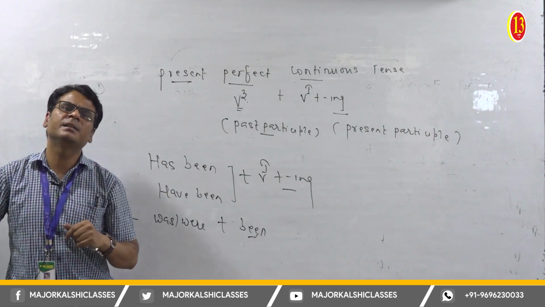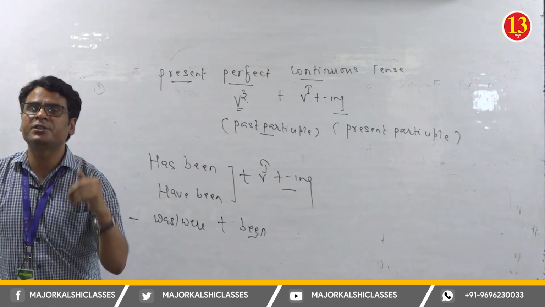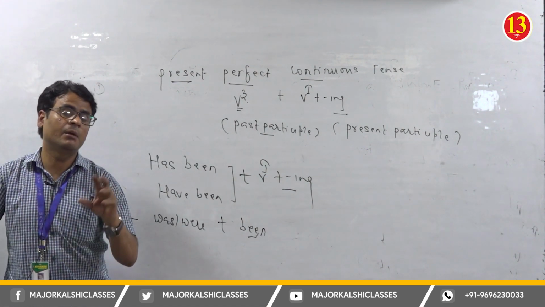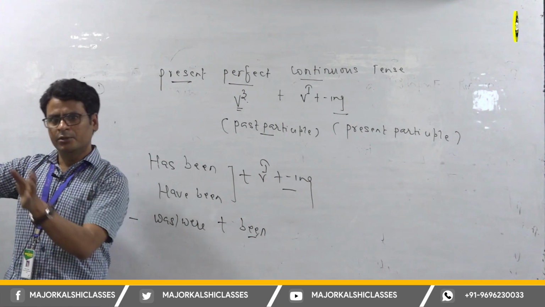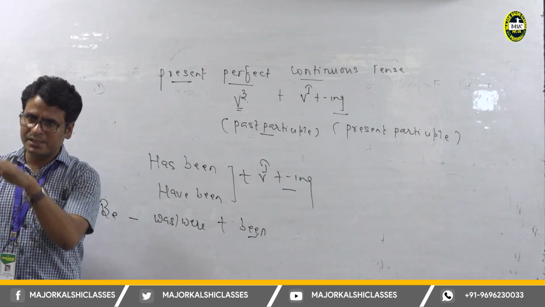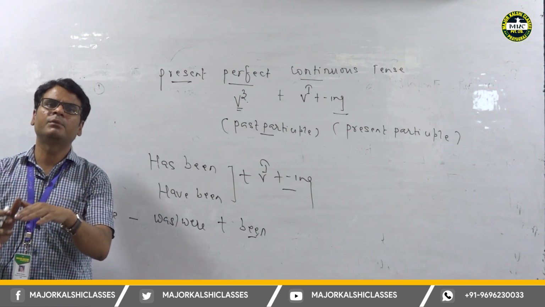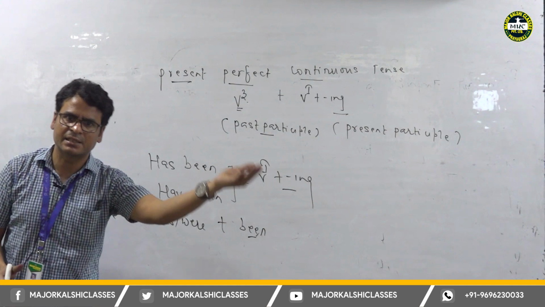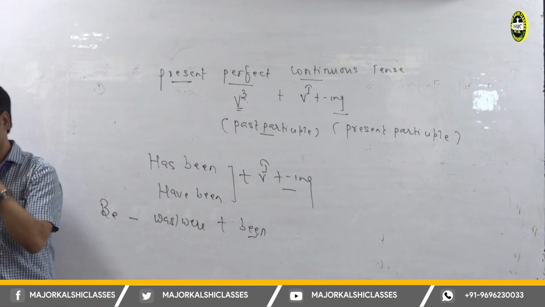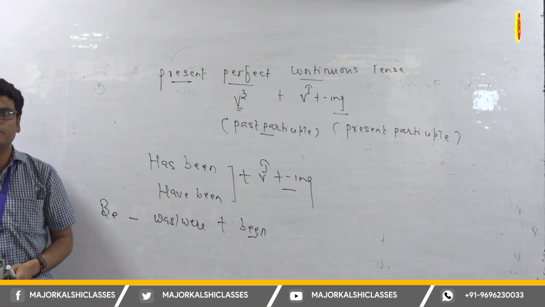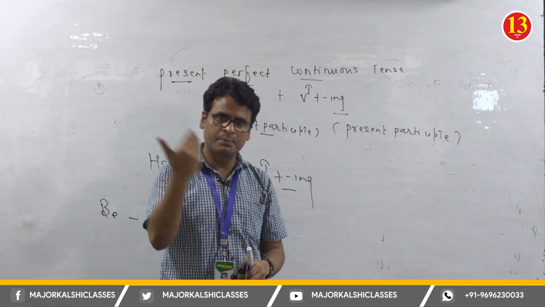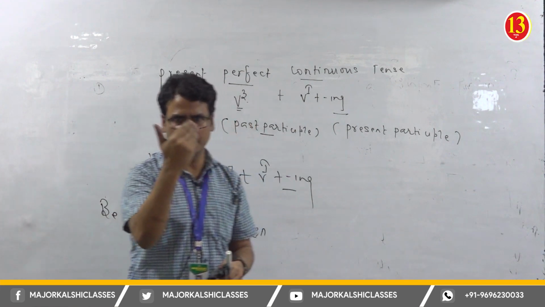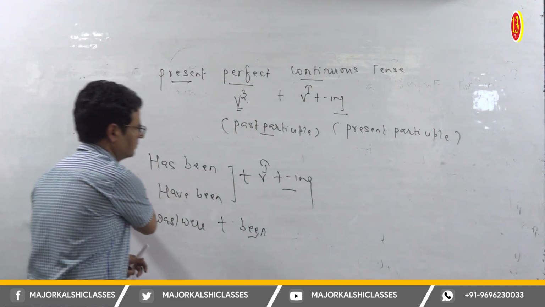And suppose that somebody is saying, I have been teaching you for 2 years. It means that you were teaching in the past, you are still teaching, and most probably you will continue teaching us in future. So in present perfect continuous tense, we find a type of link: past, present and future. I will show you through a diagram.